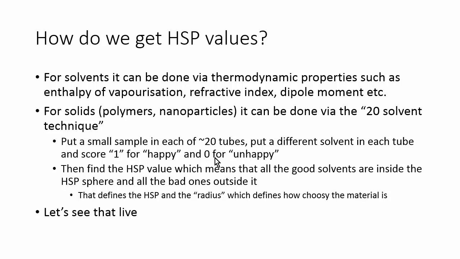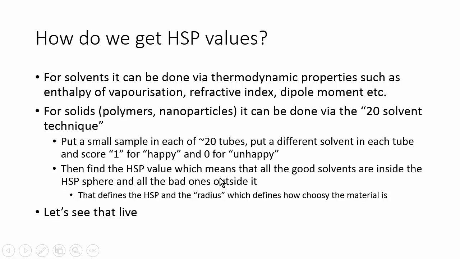Why am I using such unscientific terms like happy and unhappy? Well, if the polymer is a normal polymer and is soluble, then you'd score 1 for soluble and 0 for insoluble. But if the polymer is cross-linked, it will never dissolve, but it might swell. So you would score 1 for swelling a lot, so it's happy with the solvent, and 0 for unswelling, and so forth.